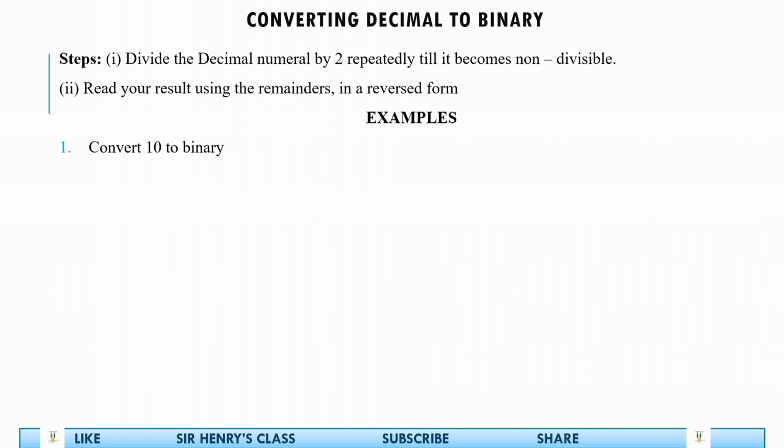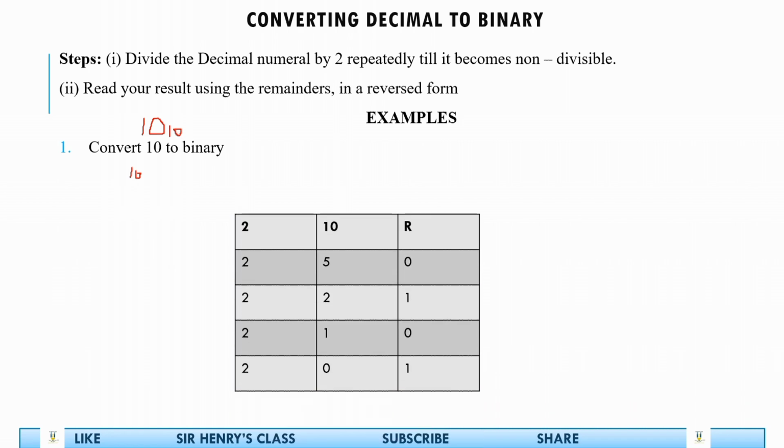Number 1, we have to convert a base 10 numeral. Mostly with the decimal numeral, you see just the number, or you see 10 attached to it as a subscript. So this can be read as 10 base 10, or just 10. So convert 10 to binary. How do you do this?